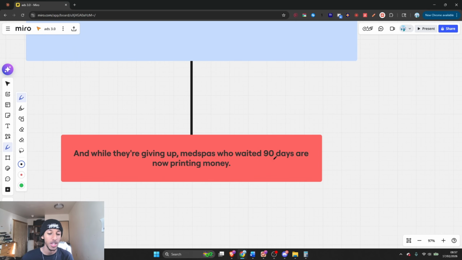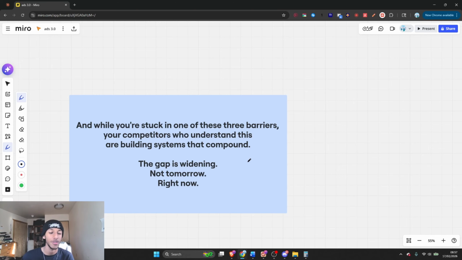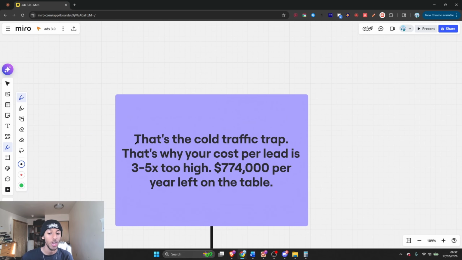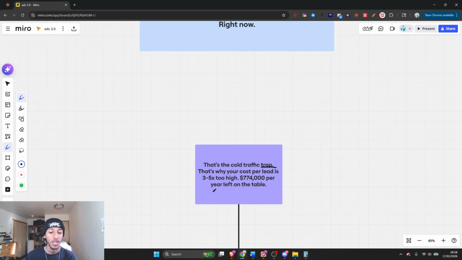And while you're stuck in one of these 3 barriers, your competitors who understand this are building systems that compound. The gap is widening, not tomorrow, but right now. And that is the cold traffic trap. That's why your cost per lead is 3 to 5x higher, and you're leaving over $774,000 per year left on the table.